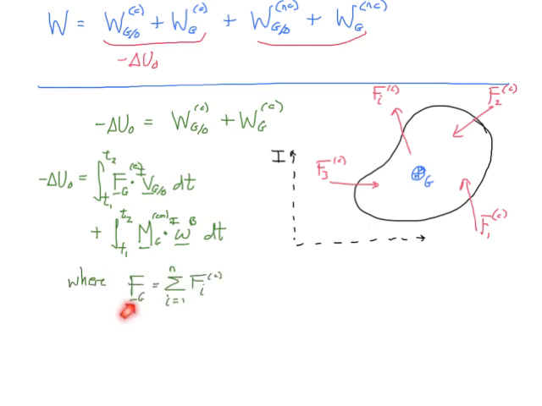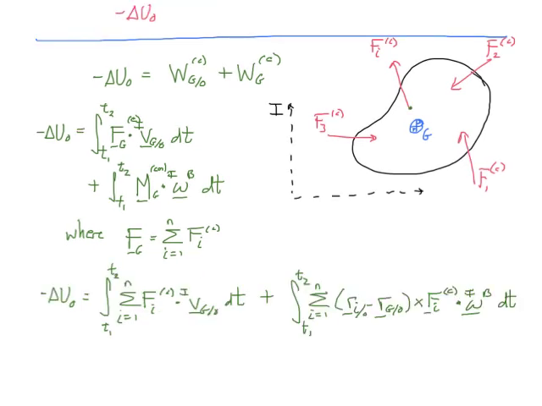And this is where Fg is equal to the sum of all the forces. So here we show forces 1, 2, 3, all the way up to I, located at points I on the rigid body, are equal to the sum of all those forces. And so we substitute this summation of all the forces into our expression for our change in potential energy.